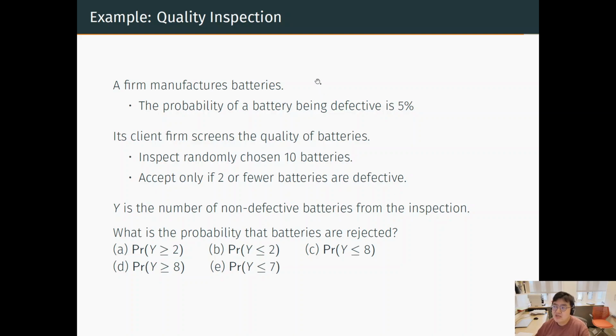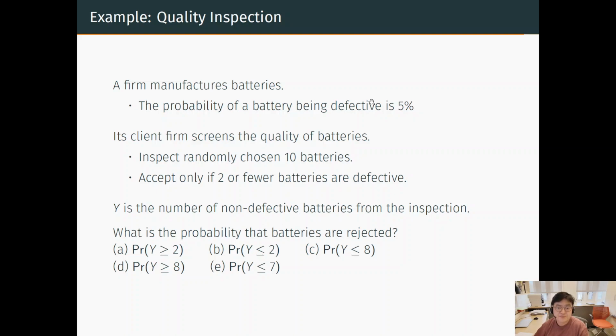Okay, let me do another example. Now it is quality control, quality inspection. Suppose that there are firms manufacturing batteries for EVs, electric vehicles, and assume that the probability of a battery being defective is 5%, right?